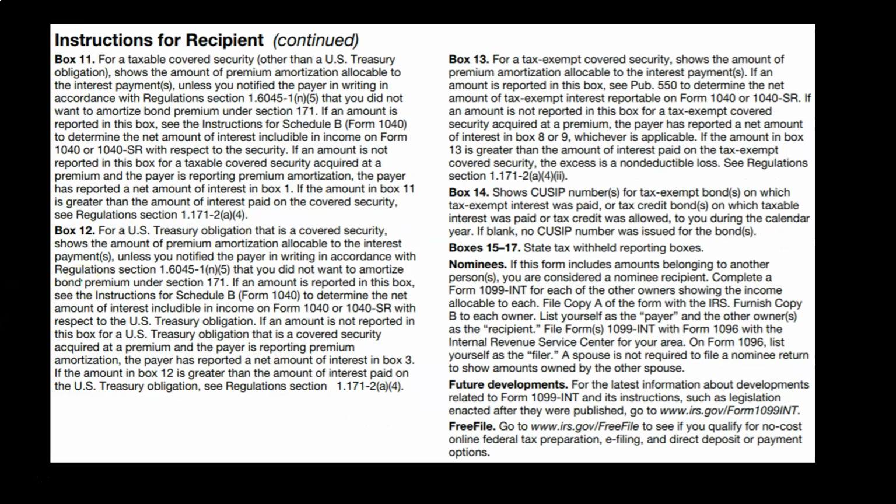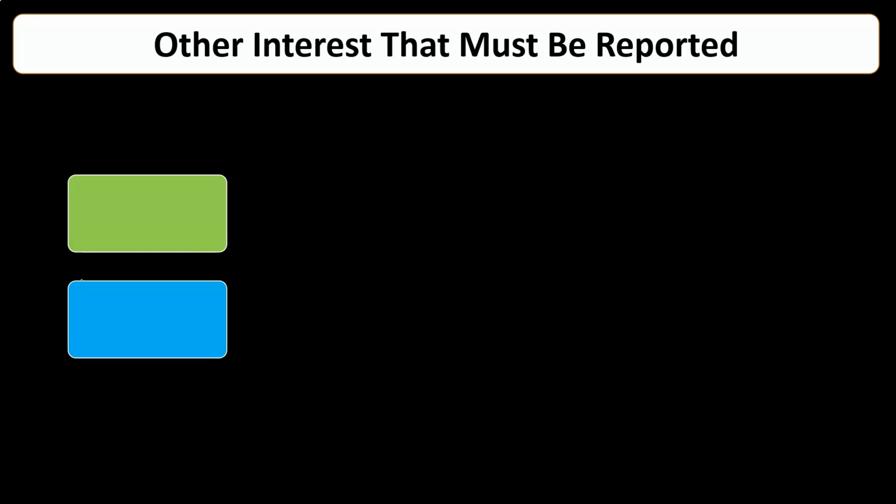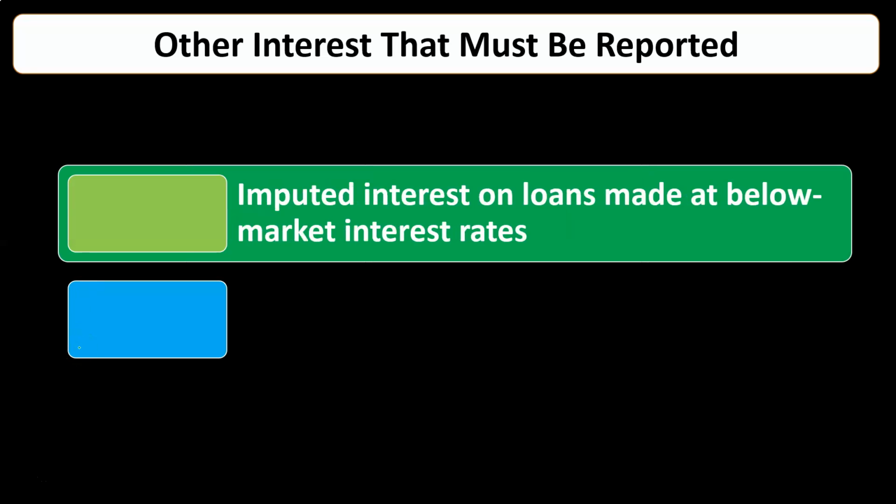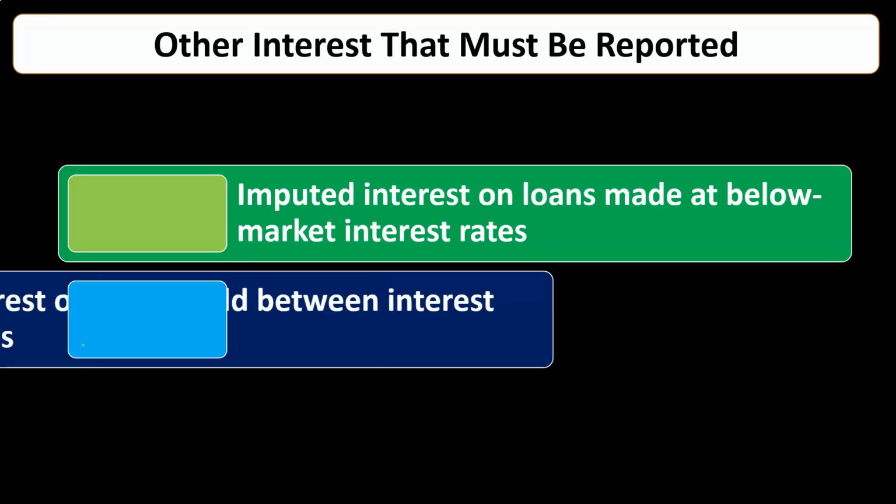So this is more instructions that would be included. Other interest that must be reported would include imputed interest on loans made at below market interest rates. So this is going to be uncommon, but just note that if someone loaned money at a rate that was below the market rate, well then we're going to assume that there's imputed interest involved there. We're going to have to calculate that there's some kind of interest that's worked into that agreement, because if it's a market transaction, then you should have market rates, and it doesn't make sense that there's not market rates. Something's funny going on there, so you'd have imputed interest.